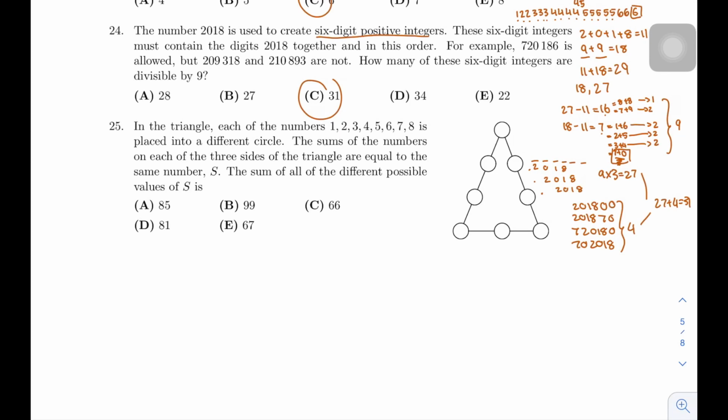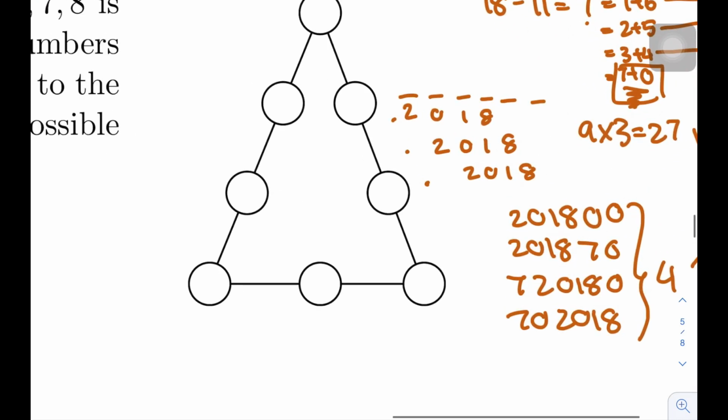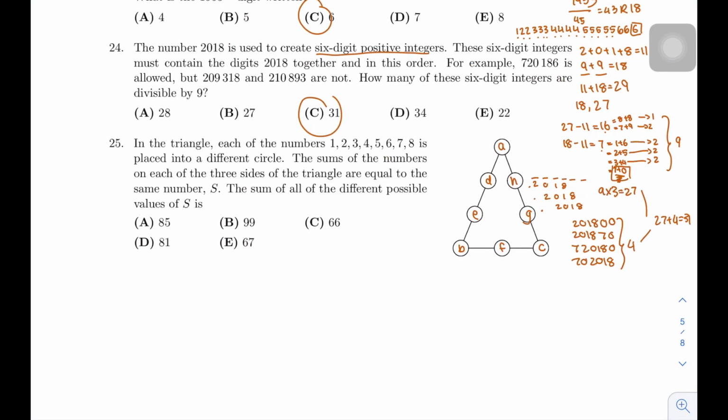Question 25. In the triangle, each of the numbers 1, 2, 3, 4, 5, 6, 7, 8 is placed into a different circle. The sums of the numbers on each of the 3 sides of the triangle are equal to the same number S. The sum of all of the different possible values of S is... So the first thing I'm going to do is look at this diagram and fill in the circles using variables. So I'm going to use A, B, C, D, E, F, G, H.